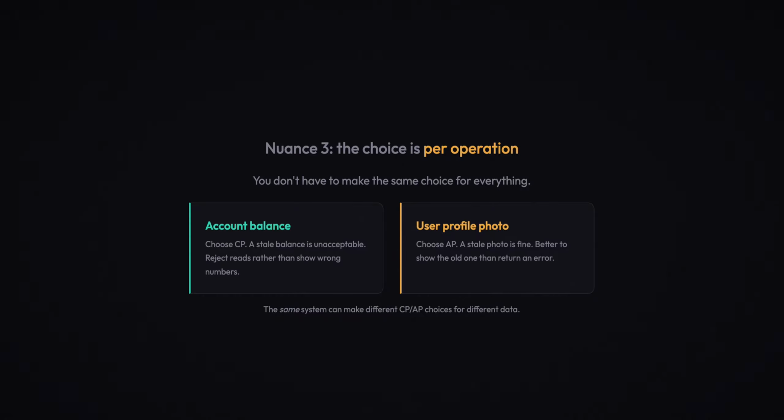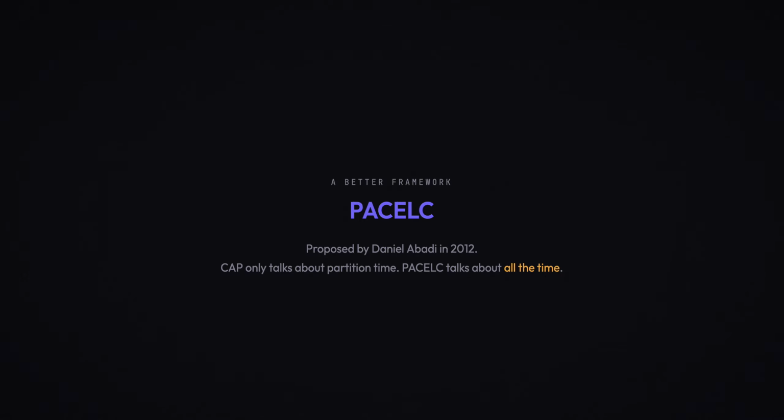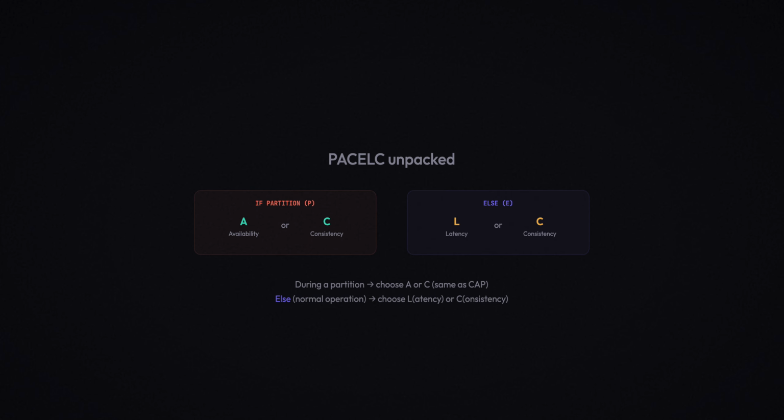In 2012, Daniel Abadi proposed PACELC, spelled PACELC. The insight is simple. CAP only talks about what happens during a partition, but partitions are rare. What about the other 99.9% of the time? PACELC works like this. It's an if-else statement. If there's a partition, choose between availability and consistency. This is the CAP part, same as before. Else, when the network is healthy, choose between latency and consistency. That second half is the new insight.